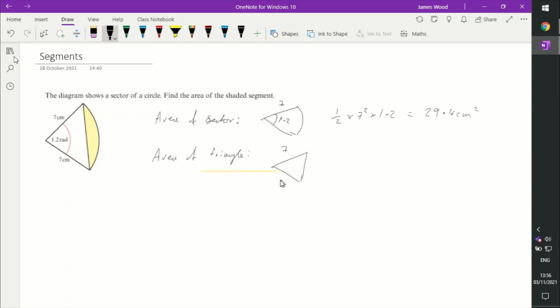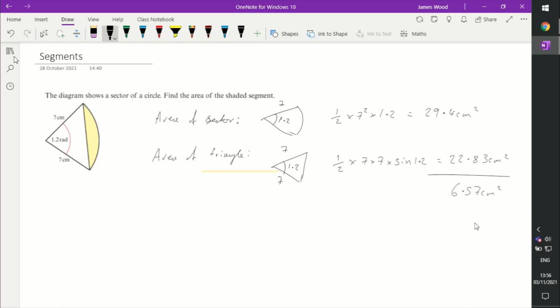Okay, and again we've got 7, 7, and then 1.2. So this is the area of a triangle, so it's going to be half AB sine C. So it's half 7 times 7 times sine 1.2. It gives me 22.83. Okay, and the segment is obviously the sector minus the triangle. So 29.4 minus 22.83. So 6.57.